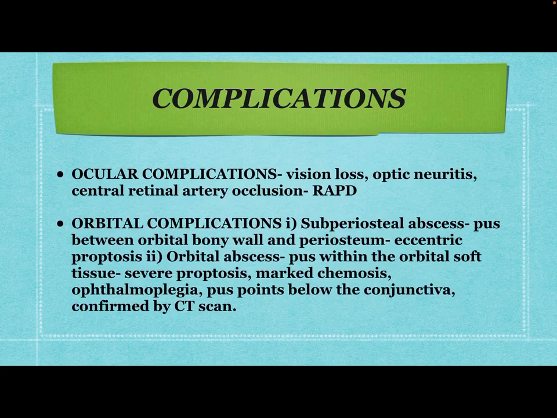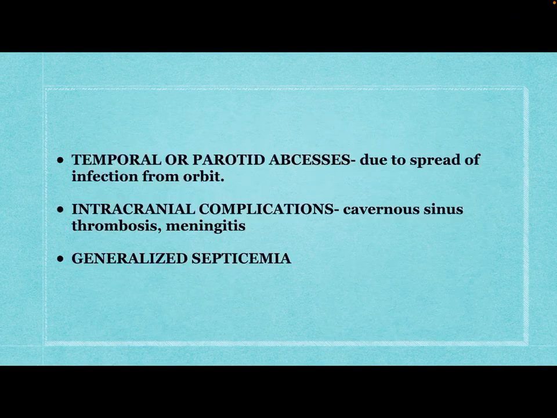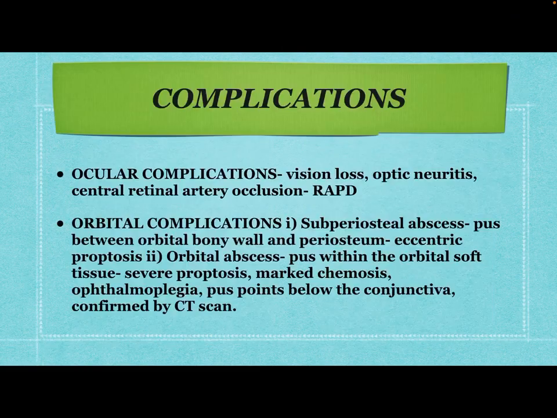Orbital cellulitis is actually a very serious condition, so it can have really severe complications. There are ocular complications, orbital complications, temporal parotid abscess formation, intracranial complications, and it can lead to generalized septicemia. Ocular complications include vision loss, optic neuritis, central retinal artery occlusion.